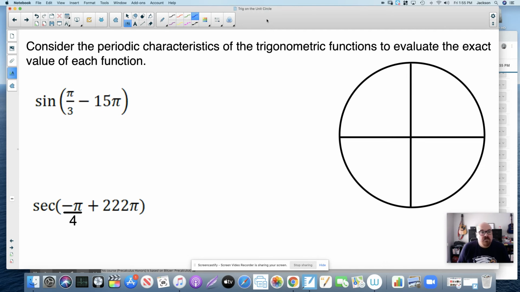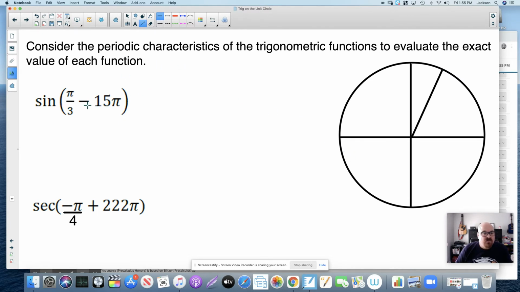All right, let's look at some examples of popular questions on Math Excel, talking about the periodic characteristics of these trigonometric functions. So for the sine of pi over 3, at this point we should know whereabouts pi over 3 is. It's right around there.